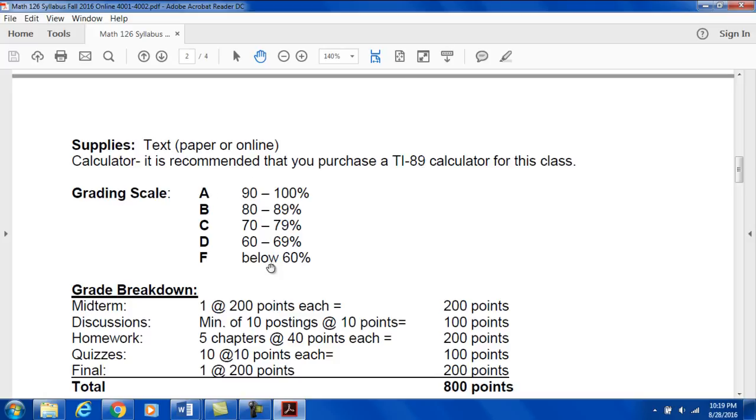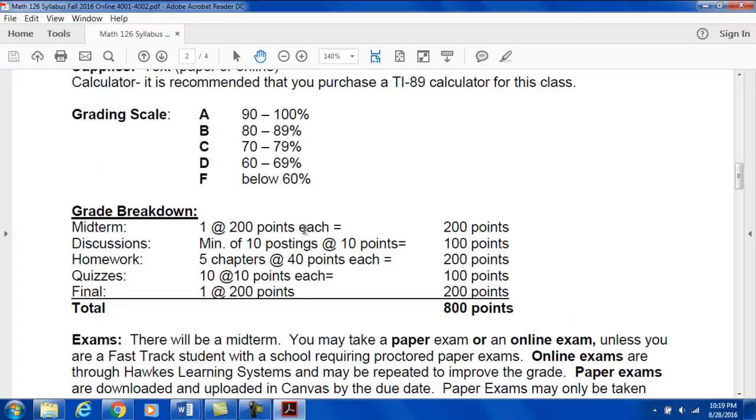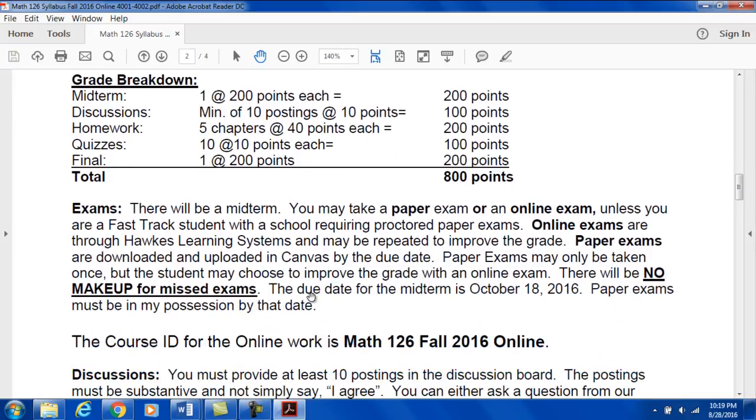Grading is A, B, C, D, F. Pretty standard there. You get a midterm, 200 points. Discussions, you need at least 10 discussion postings, 10 points each. Homework, 5 chapters of 40 points each. Quizzes, 10 at 10 points each, and the final is 1 at 200 points.